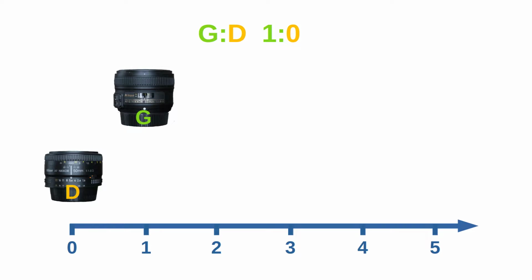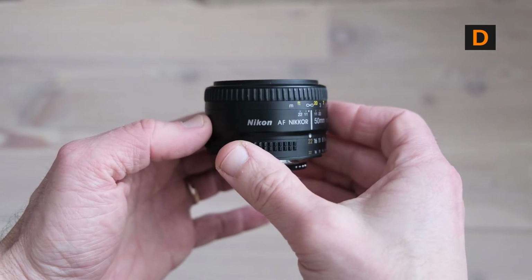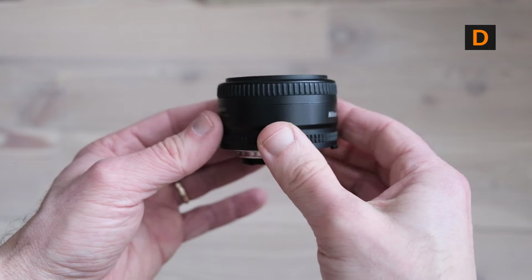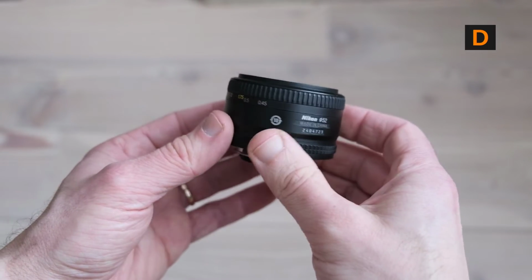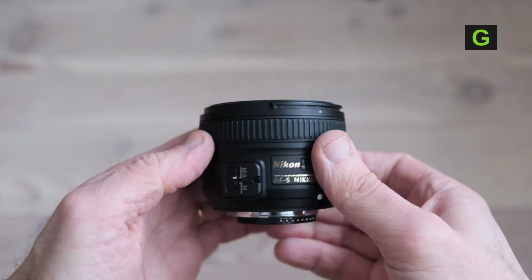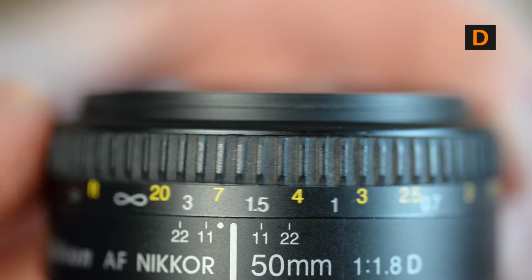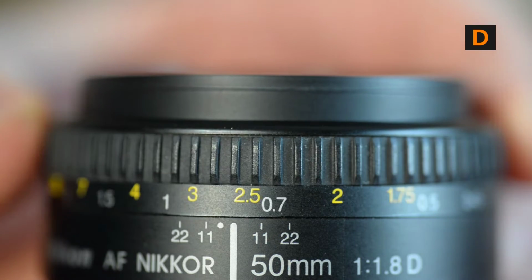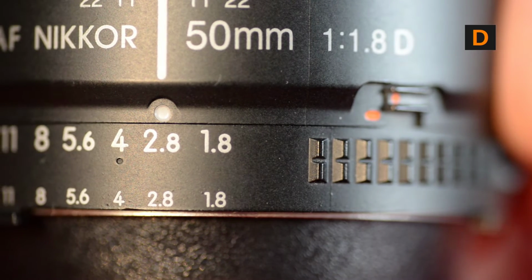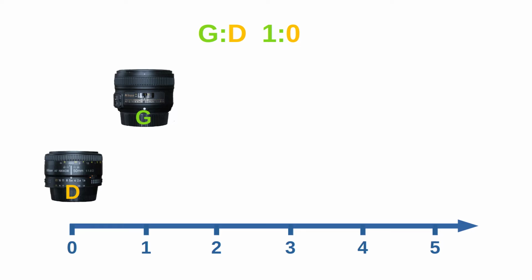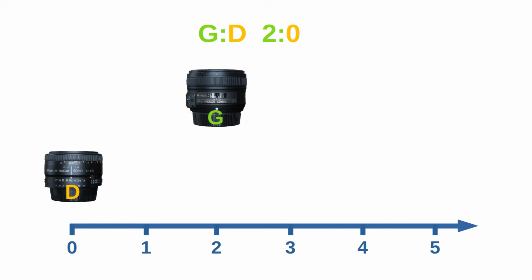lead. Build quality. Both lenses contain lots of plastic, but the mounts are made of metal. The G feels more solid, while the rings on the D lens do not turn very smoothly. The aperture ring on D makes cheap sounding grinding clicks. Again, the point will go to G, making the score 2-0 in favor of the G. So the G has an early lead, but will this remain so at the finish line?